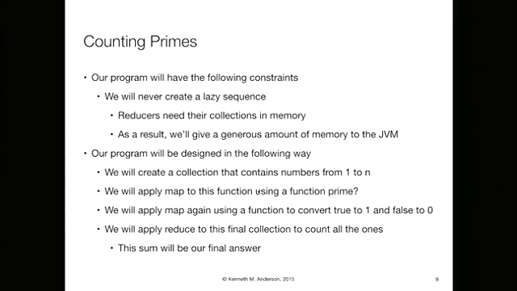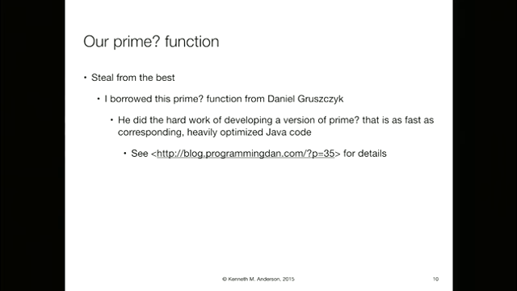We're going to create a collection that contains the numbers from 1 to n. We will apply a map to this collection using a function called prime. Basically, the prime function is going to say, are you prime? And we'll get back a true or a false. So when we're done with that map, we're going to have a big long array that says false, false, false, false, false, true, false, false, right? True only if it's a prime number, false otherwise. So then we're going to do another map that maps true to 1 and false to 0. And then we can do a reduce that says count up the number of ones, and that will tell us how many prime numbers there were. Does that make sense? Okay, so let's go ahead and see first the single-threaded version.